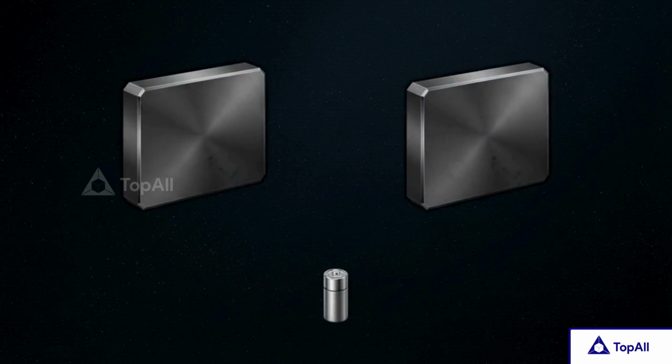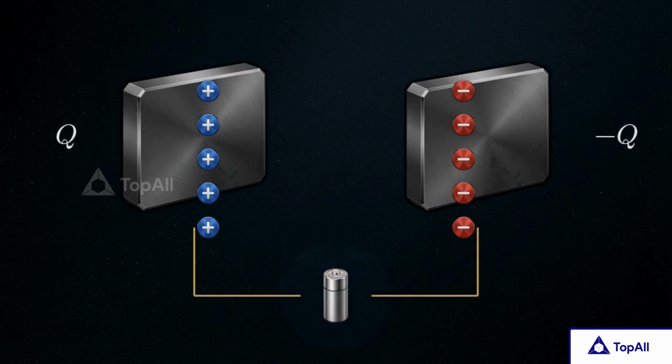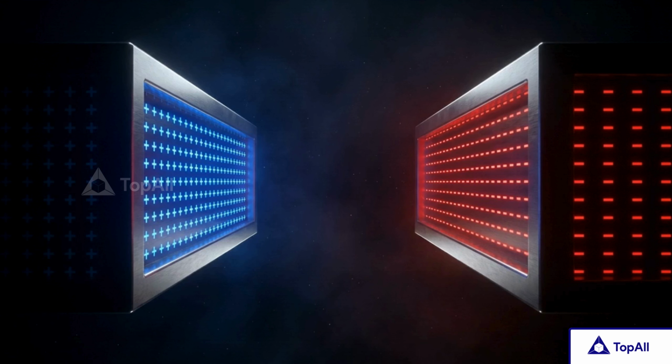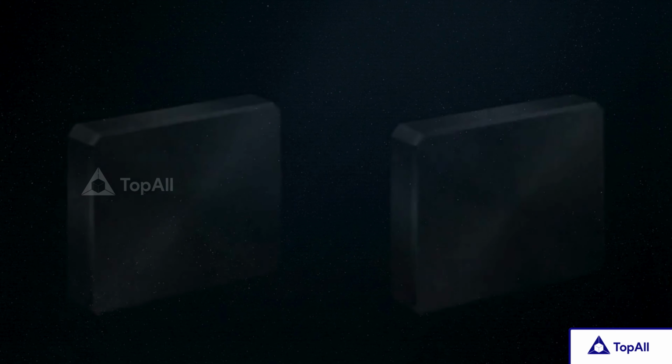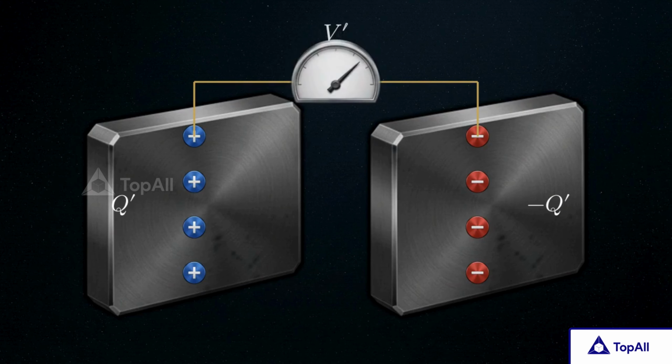To reach a final charge Q, an external agency like a battery must perform continuous mechanical work, and by the law of conservation, that work must be stored somewhere in the system. This diagram shows the intermediate state. The plates hold partial charges, Q' and negative Q', creating a potential difference, V'. This potential is the ratio of charge to the system's capacitance, C, which measures charge capacity per volt.